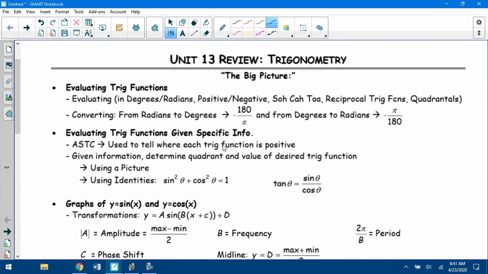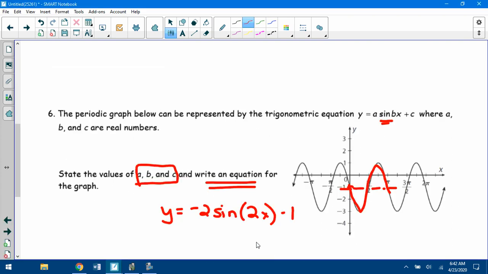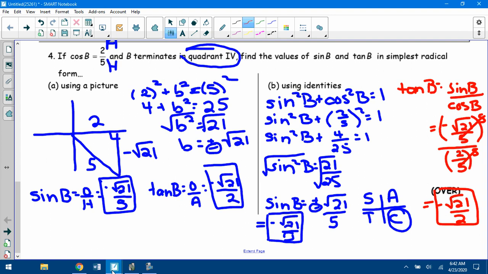Okay, let's keep going. After we did all those, we started doing the All Students Take Calculus idea to figure out where each trig function is positive. This is just like the homework where I can give you, determine a trig function using a picture or using identities. And those are the only 2 identities you really know. I guess we know cotangent is cosine over sine. But okay, so this second bullet is talking all about those type of questions from the warm-up. So I don't think I need to go over those again.